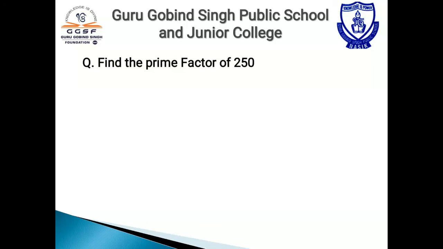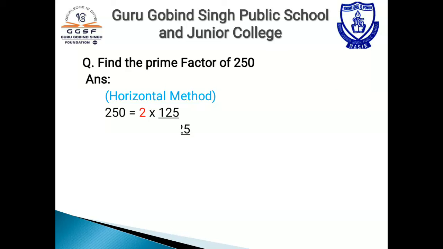Second, we are going to study the horizontal arrangement. So now 250. Again we split 250. We start with the smallest prime number, that is 2 into 125, which is equal to 250. 2 is a prime number. Take it below as it is. Split the number 125. So 2 is taken as it is. 125 is a composite number, so we split it: 5 25s are 125.